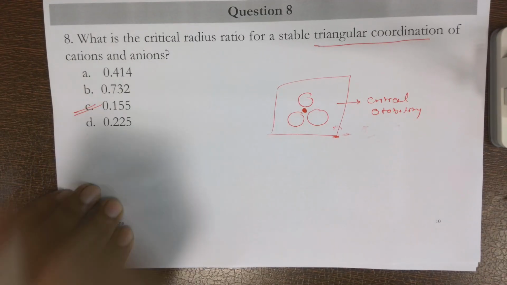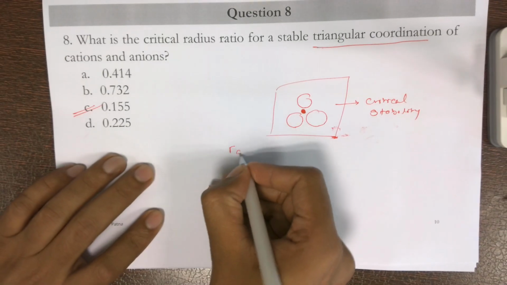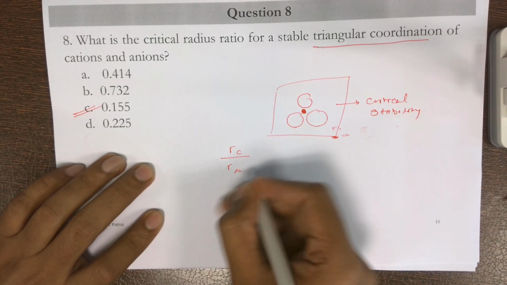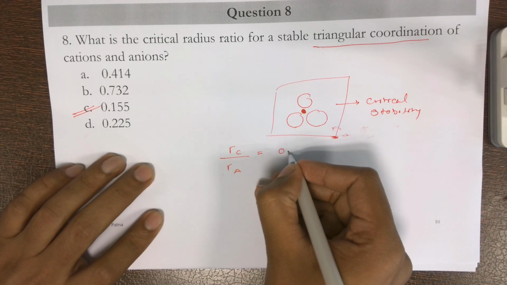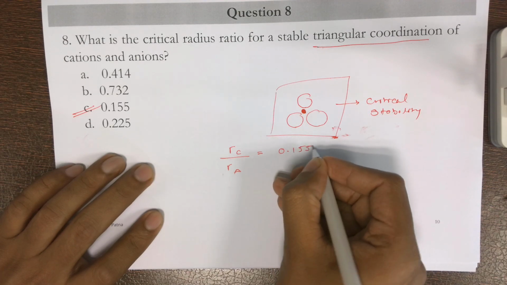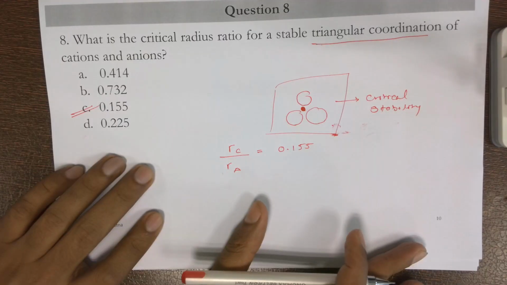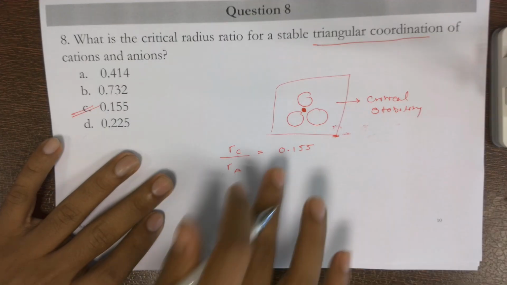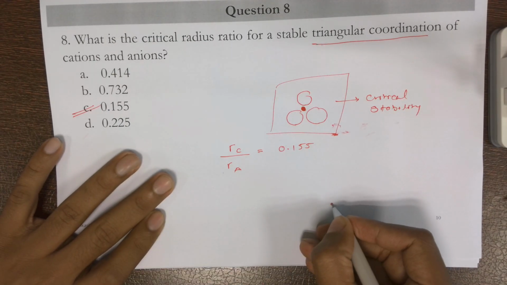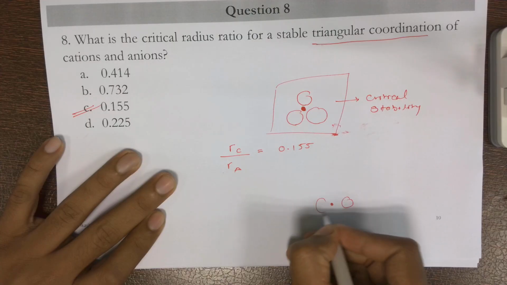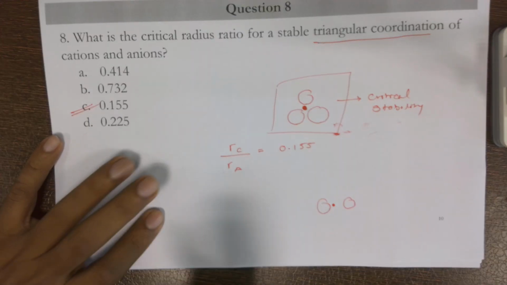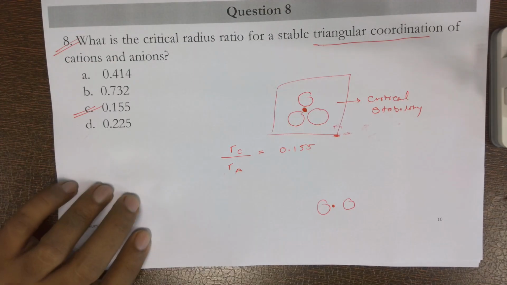Opposite. Right. So the radius ratio rC by rA, the ratio should be 0.155 for the critical case we are talking about. If it is less, then they will prefer to be in a lower coordination. Okay. So with that we have solved this part.